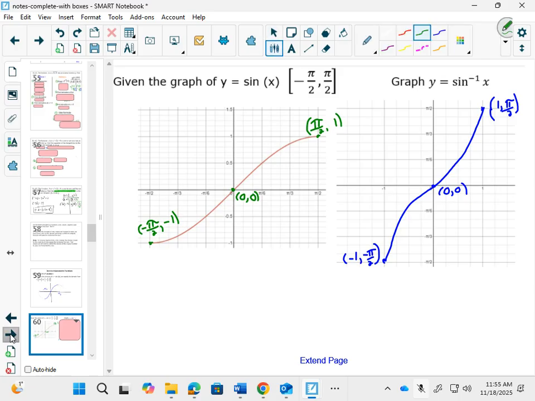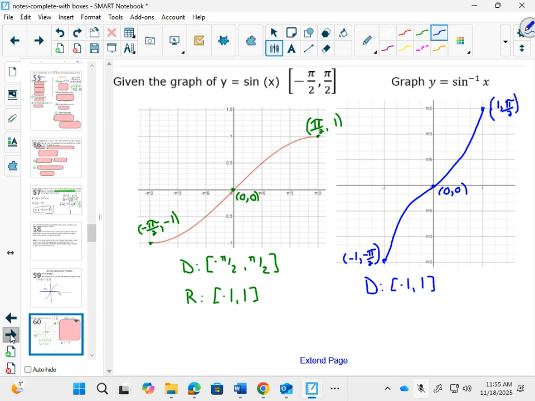Some things to notice. Our new restricted domain was from negative pi over 2 to pi over 2, and our range was from negative 1 to 1. Now, on our inverse, our domain goes from negative 1 to 1, and our range goes from negative pi over 2 to pi over 2, which makes sense because x's and y's are getting switched. That's what inverses do. So domain gets switched with range, and range gets switched with domain.